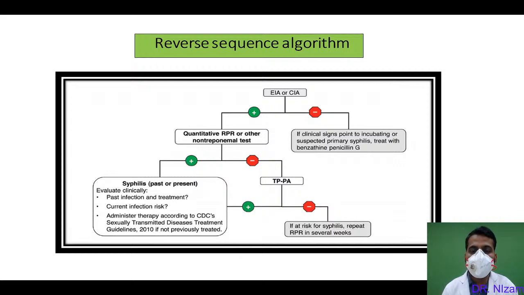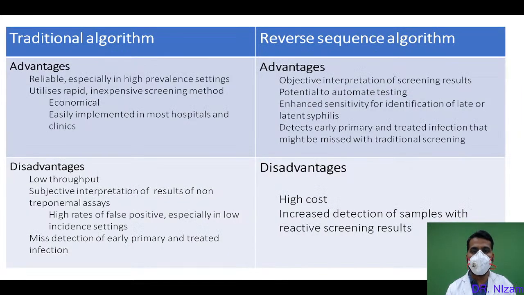If it is negative, there is no point. Then just treat the patient and send it. And if it is positive, evaluate if there is any past infection and treatment or any current infection at risk, or administer therapy according to the CDC guidelines. If it is negative, go for the TPPA because there is a discordance here. If the TPPA is positive, again go back to the treatment and evaluate clinically. If it is negative, repeat the RPR in several weeks. So this is about the reverse sequence algorithm.